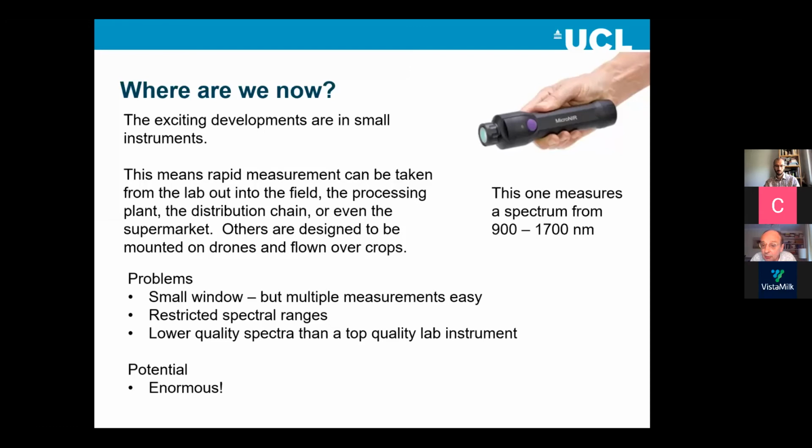So the question: how do you evaluate portable instruments from vendor A against vendor B? What are things to look out for? I'm not really an expert in that. Well, there are practical considerations, like what size is the window, what's the spectral range, what's the spectral resolution, how long does the battery last, how do you get the data out?